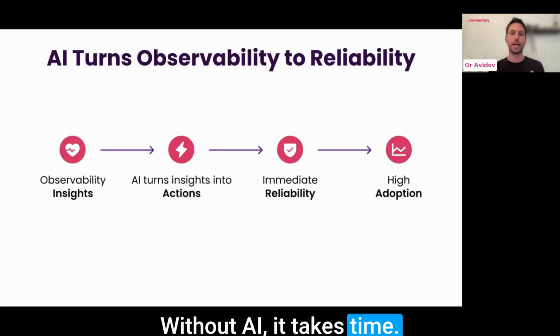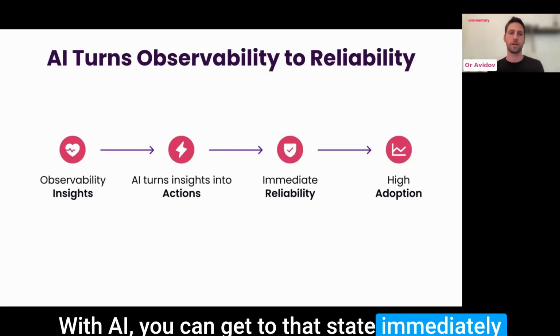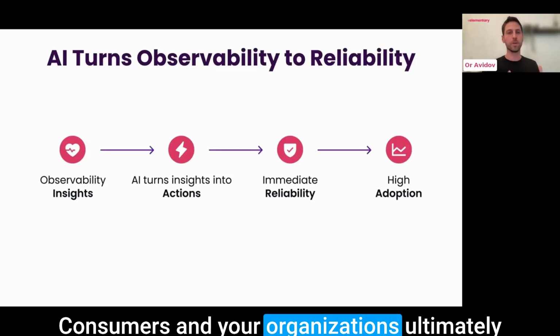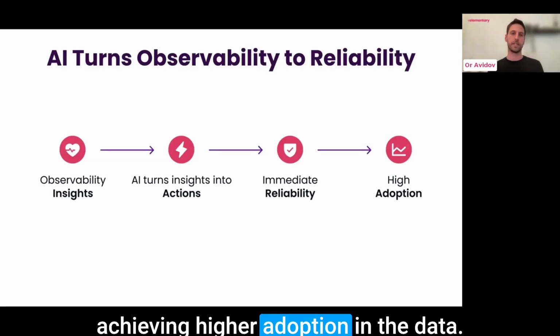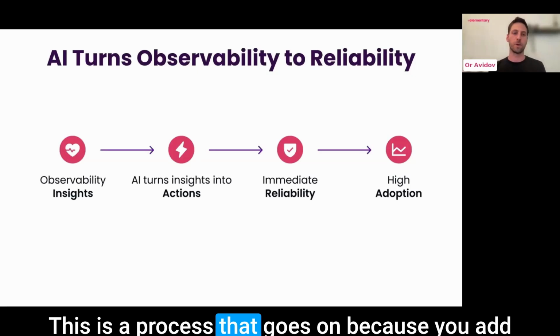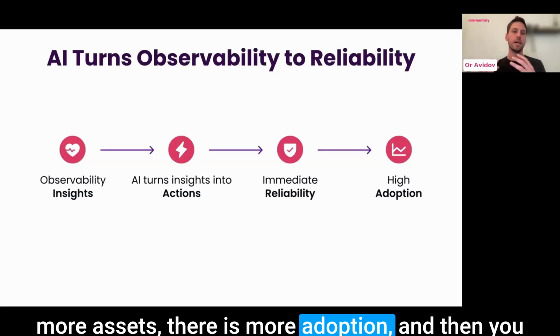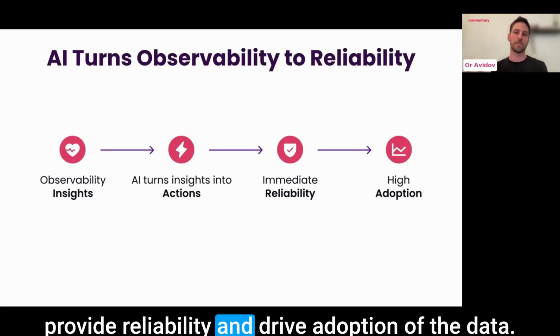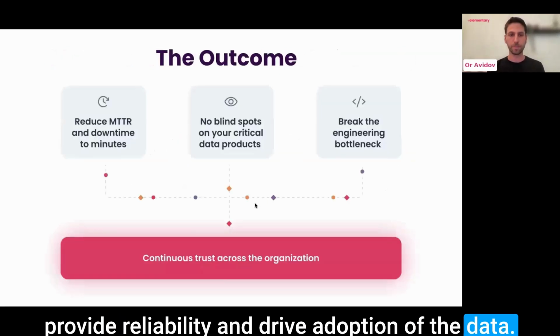Without AI, it takes time. With AI, you can get to that state immediately and provide immediate reliability to your consumers and your organizations, and ultimately achieve high adoption of the data. This is a process that goes on because you add more assets, there is more adoption, and then you need to take these insights, turn them into actions, provide reliability, and drive adoption of the data.